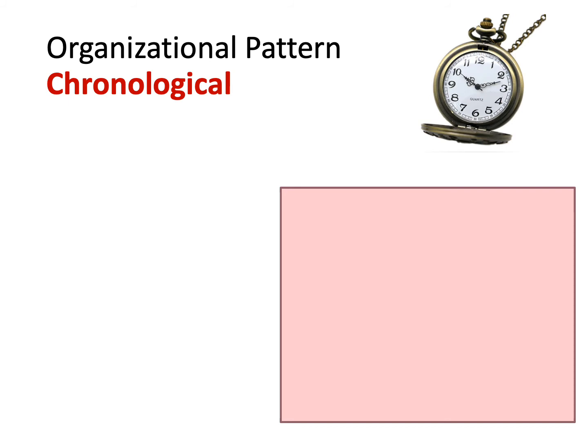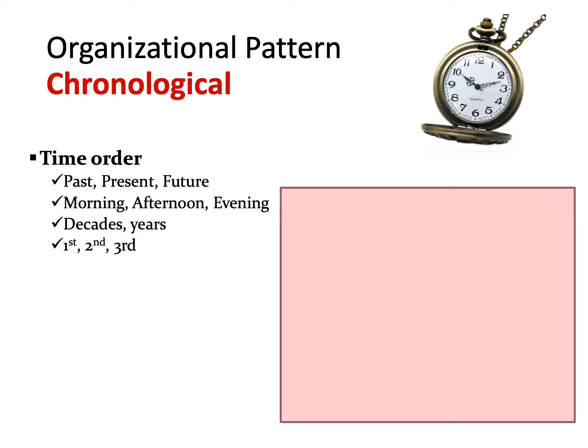One method is called chronological. It is organized by time. So the past, present, and future, or morning, afternoon, evening. Organizing fashion by like the 50s, 60s, 70s, right? Decades or years. Talking about a sequence, first, second, third, right?